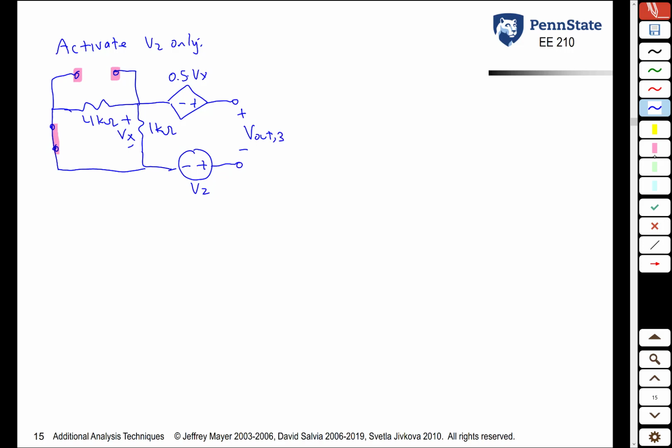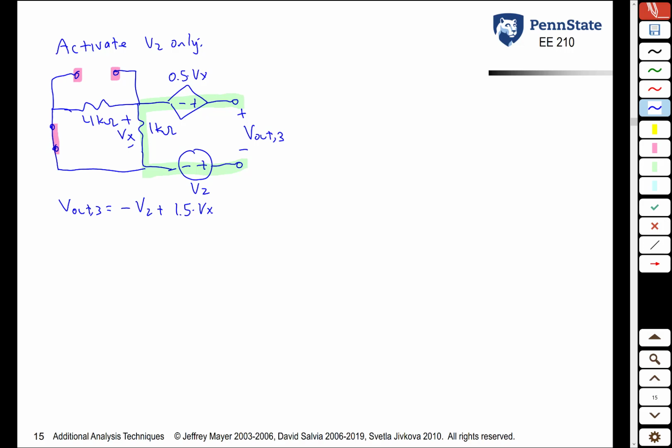The voltage across that output terminal is nothing more than minus V2 plus Vx plus 0.5 Vx. So we see that V out sub 3 is equal to negative V2 plus 1.5 times Vx. So once again, if we can find Vx, we can now find an expression for V out sub 3.